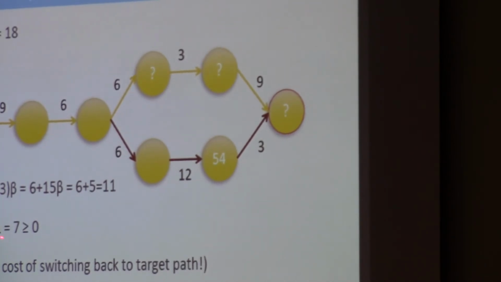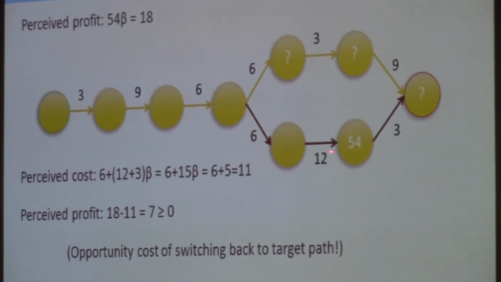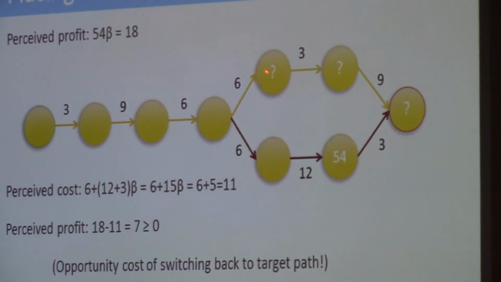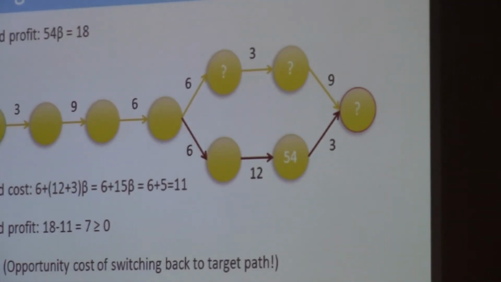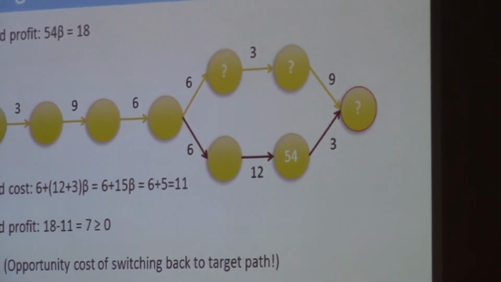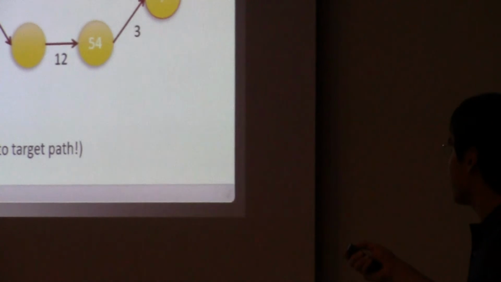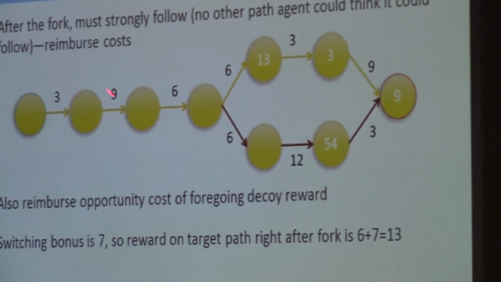Here's the issue. If I pursue this, the agent thinks I'm going to make a profit of 7. That's what it seems like it's worth to me right now. So if I were to switch to this path right here, I would be forgoing that. That's an opportunity cost I now have. So if I'm the graph designer, I have to offer that as a switching bonus, as an extra bonus above and beyond what I think the immediate cost is. The action right after it costs 6. I need to offer it also, as you're going to see, 13.